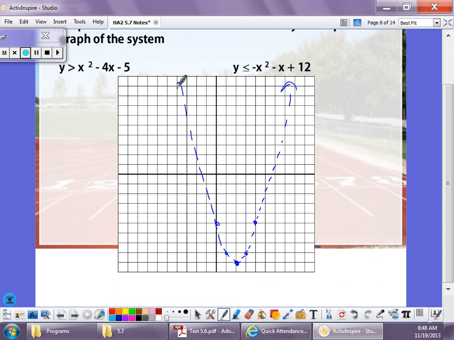Yes, it's a dotted line because it's not equal to. And remember, I shaded on the inside of that. So I'm going to do that in yellow. Okay, so I shade on the inside there. And now I need to graph my other equation.